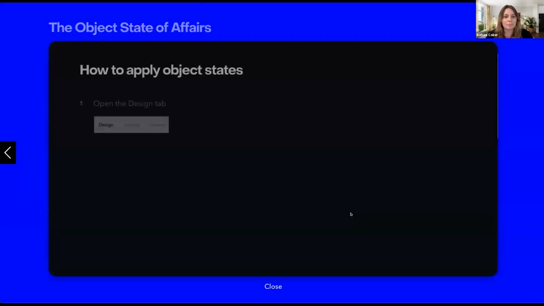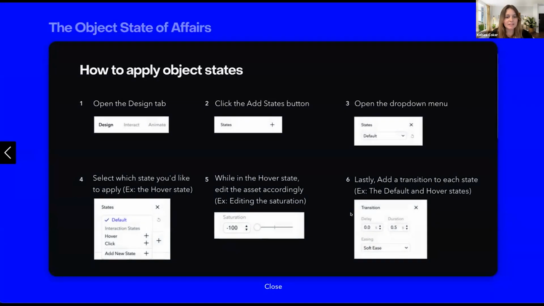Just a quick interaction breakdown for us of how we can apply these object states if you haven't dabbled with them too much yet. When you have your object selected, you can go to your design tab, and then you can see that there's this states button. So once you add that, you're going to have this drop-down menu appear.